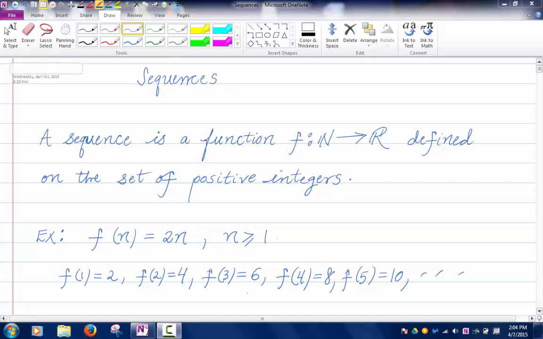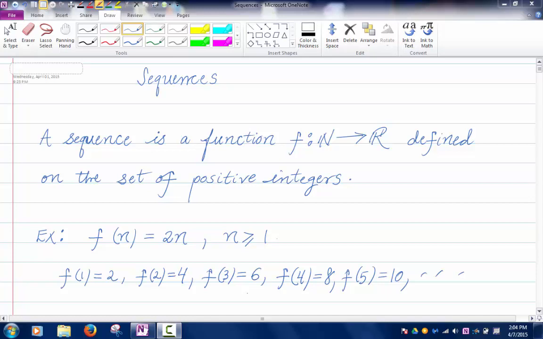Well, a sequence is just a function. It is a function where the domain is just a set of positive integers. Remember, this symbol N means the set of positive integers. This symbol R means the set of real numbers. So a sequence is just a function where the domain is a set of positive integers and the range is the set of real numbers. Actually, the range could be the set of complex numbers as well, or many other things. But for our course, the range is the set of real numbers.